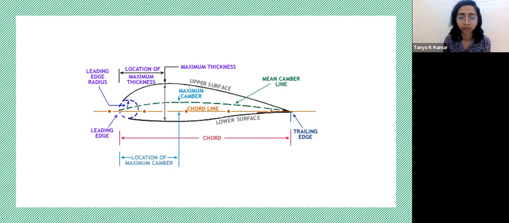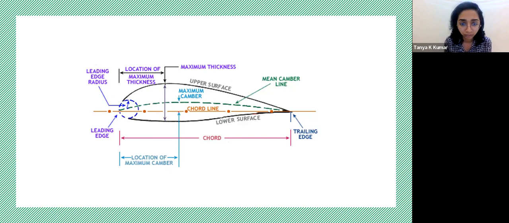Chord line is used to define the angle of attack. The camber line gives you an amount of how much there is curvature in the cross section of the wing. And the other terms with which we characterize airfoils are maximum thickness, the maximum camber, and the leading edge radius. The leading edge portion is in the form of an arc of a circle. So the radius of that arc is denoted by this blue line here. Then you have the maximum thickness. Maximum thickness and maximum camber are different. They need not be the same point.